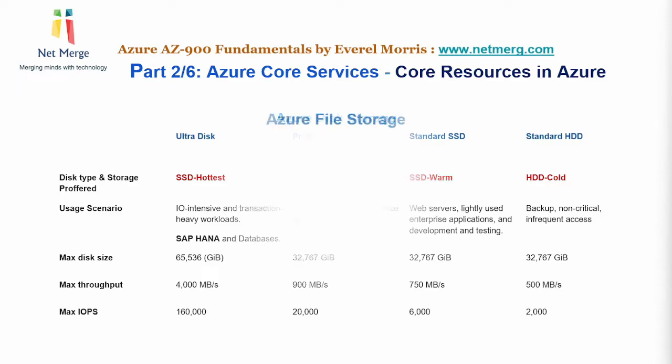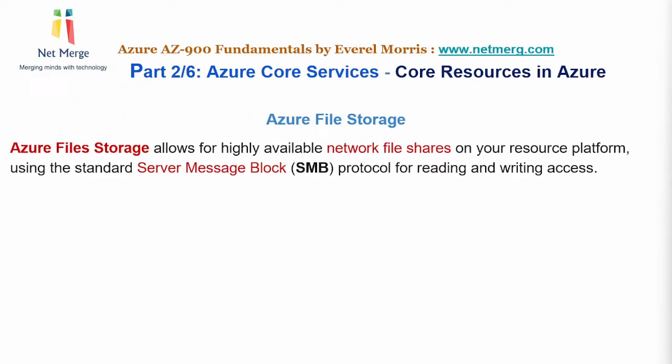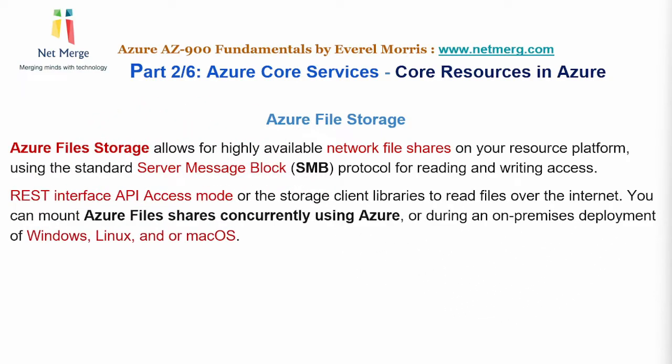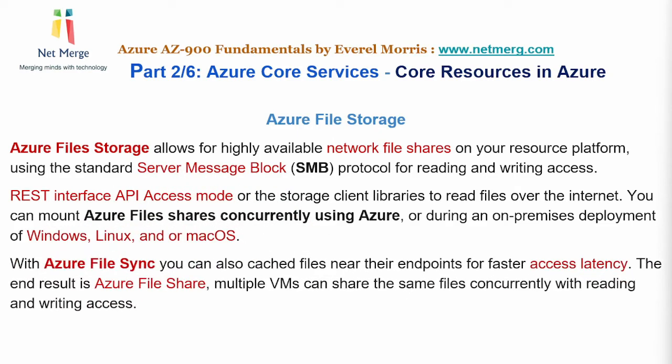Now this is Azure file storage. If you're used to file storage on your network, it's the same file storage in Azure. Same situation where you get Server Message Block, SMB, for helping to secure your data at rest and in transit. Now look at the libraries. You could read files over the internet. You can mount your Azure file shares concurrently using Azure or your on-premises deployment, so you could use it across platforms. With File Sync, you can also cache files near their endpoint for faster latency, faster access.